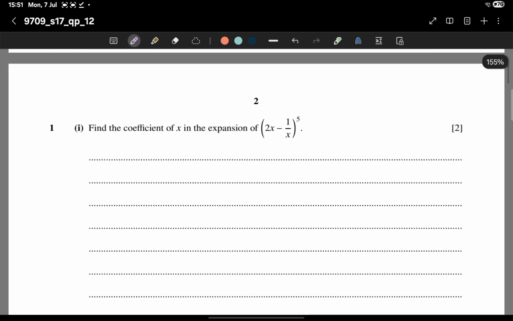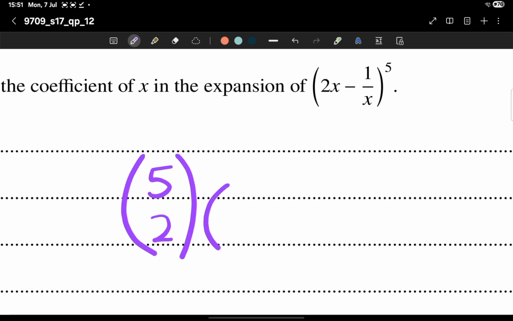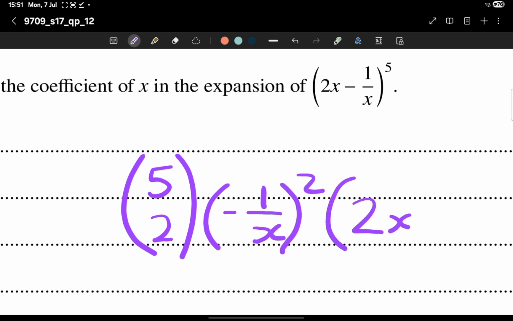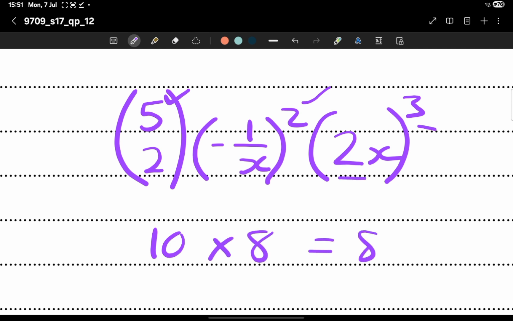The first question is saying find the coefficient of x in the expansion of (2x minus 1 over x) to the power of 5. And for this one we're going to say 5 choose 2. Then we're going to start with (minus 1 over x) to the power 2, then (2x) to the power 5 minus 2, which is 3, right? 5 choose 2 gives us 10, and 2 to the power 3 gives us 8, which results in 80 x to the power 3 over x squared.